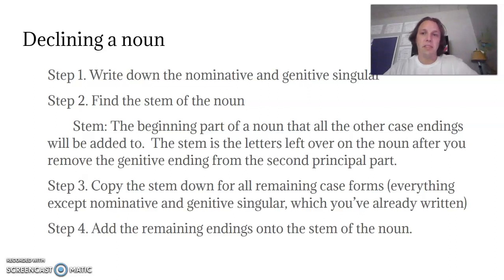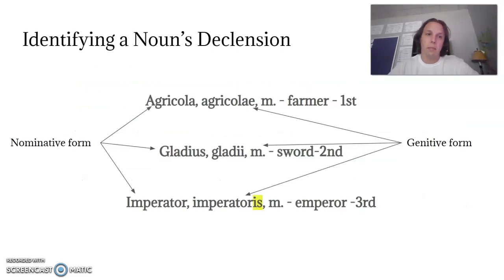So you're going to write down the nominative and genitive singular forms, the first two principal parts, like right here, because that's what's given to you. And so in the first two boxes for the nominative and genitive singular, you can just copy them.